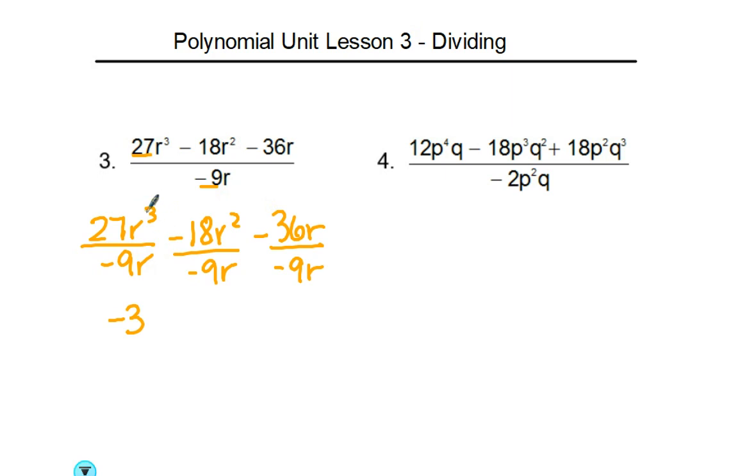All right, I'm exponent heavy on the top, so this r to the first power, I would take it and subtract it up here to get r to the second power. Okay, negative 18 divided by negative 9 is positive 2, and again, I'm top heavy, subtract him from the top, and I would get r to the first power. Negative 36 divided by negative 9 is positive 4, and then my r's are going to cancel out. So officially our answer here would be negative 3r squared plus 2r plus 4.